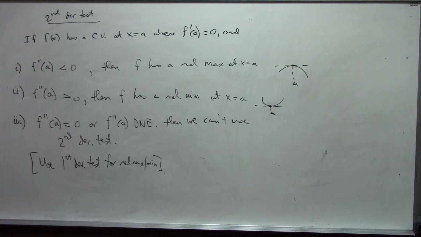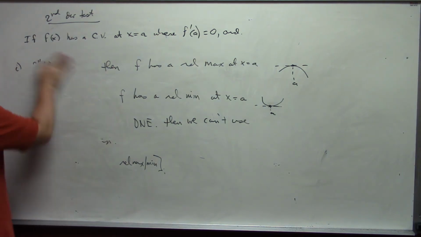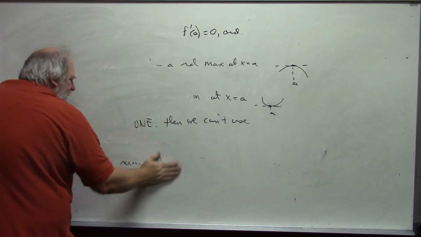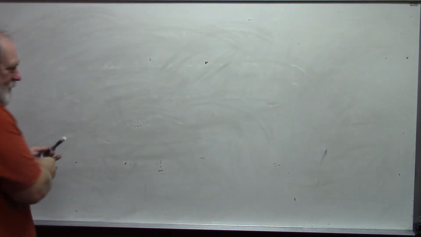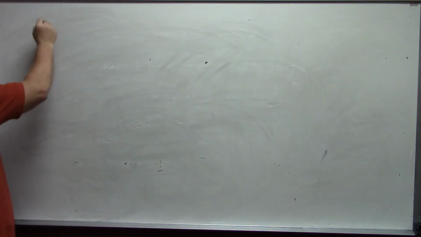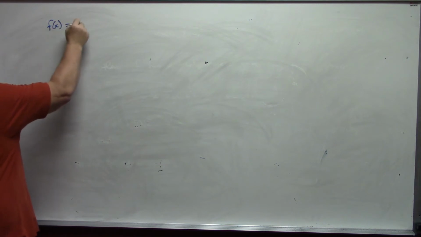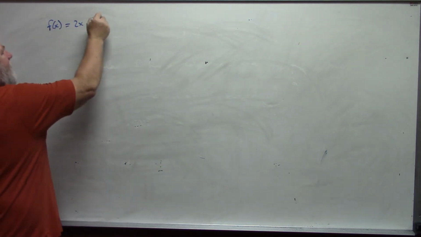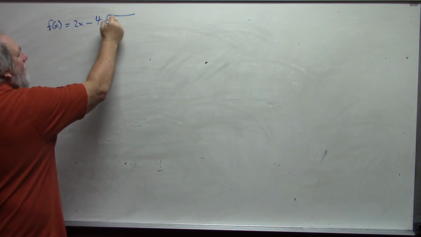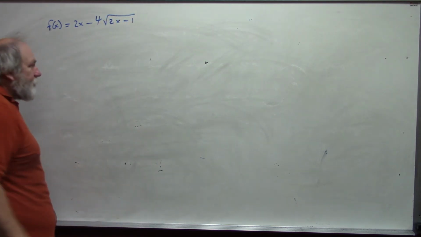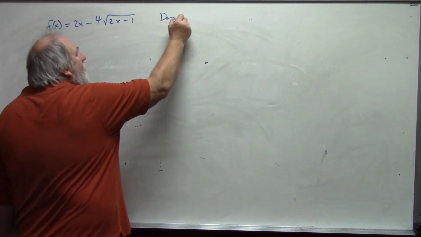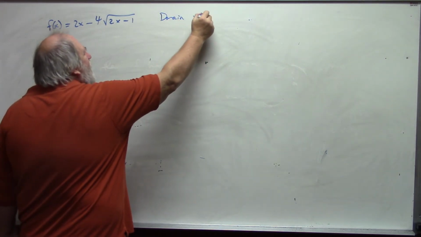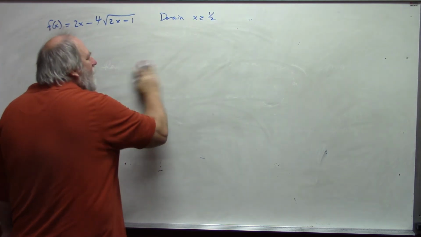Okay, let's look at a couple examples where we can use the second derivative test. Suppose I have the following. f of x equals 2x minus 4 square roots of 2x minus 1. The domain: x is greater than or equal to 1/2.